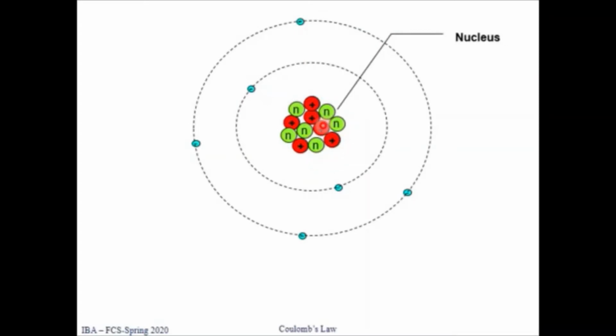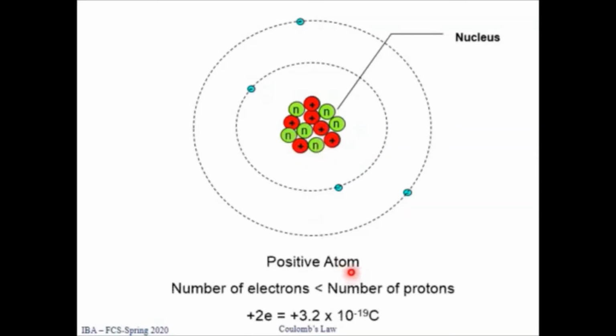Now let me remove more electrons from the surface. So let me remove 1 electron from here and another from here. So now we have 4 electrons around the nucleus and 6 protons available in this nucleus. Therefore, this atom is considered a positive atom because the number of electrons is smaller than the number of protons.